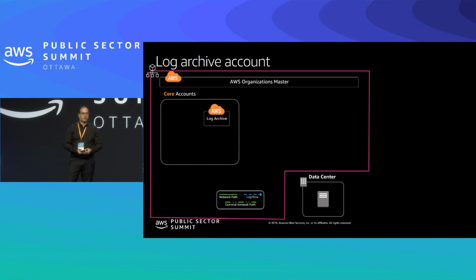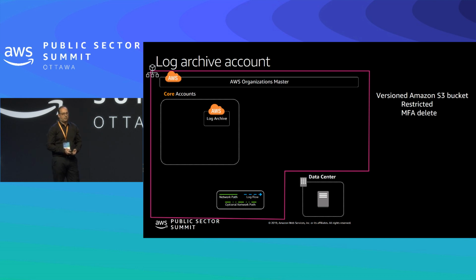So what are some of the characteristics that we may want to have in there? We want a versioned Amazon S3 bucket to contain the log files that get sent there. It's restricted, it requires multi-factor authentication delete if someone were to try and delete it in some way. CloudTrail logs will get sent to this account. So for example, who launched this instance 3 months ago? The CloudTrail logs will be able to tell you, and you wouldn't have to go to all the right accounts to figure out which that is. You can centrally query the log files that get sent to the log archive.